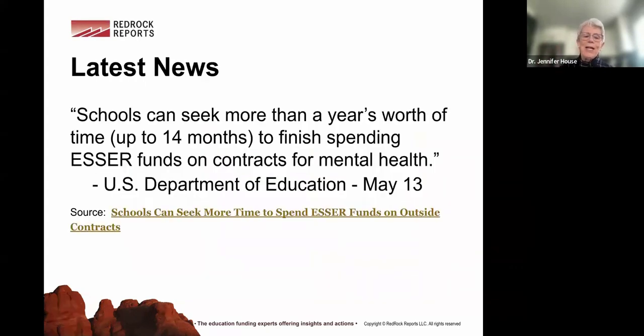So here's the latest news of how the Department of Education is interpreting this: they can seek more than a year's worth of time, up to 14 months to finish spending. Remember, it's obligated, but you have up to 14 months after September 30th, 2024 to finish spending it. The professional development is a big one.